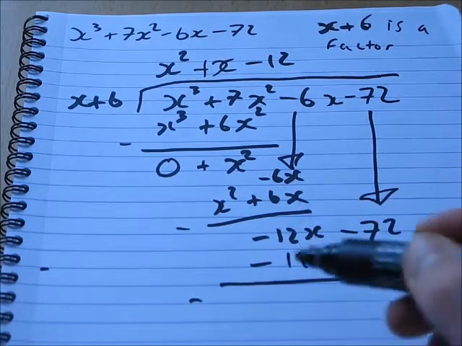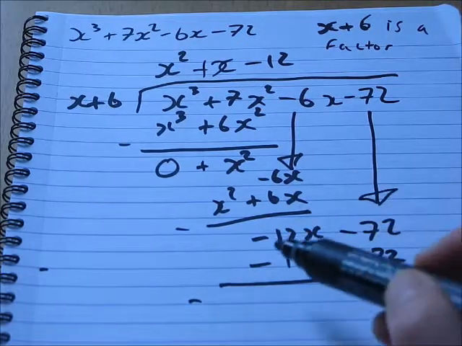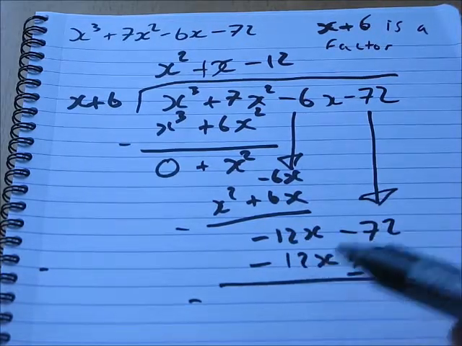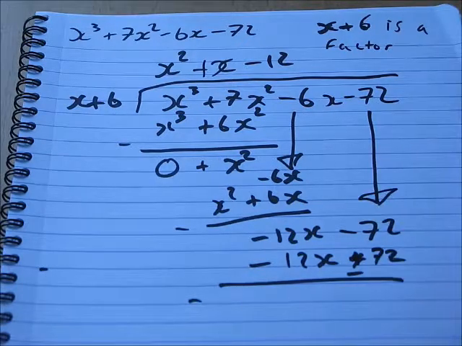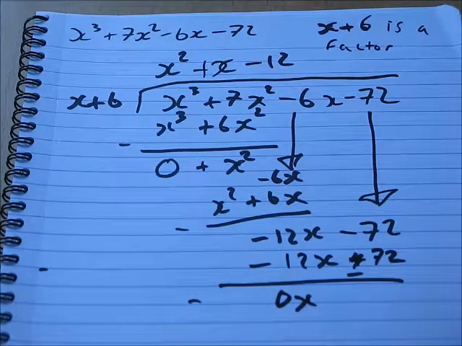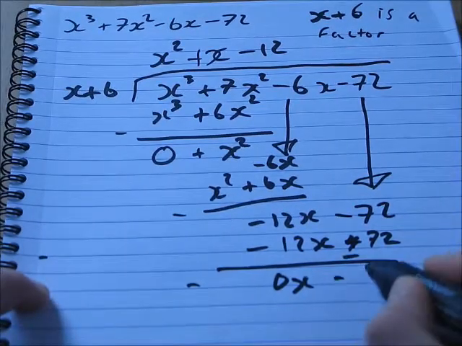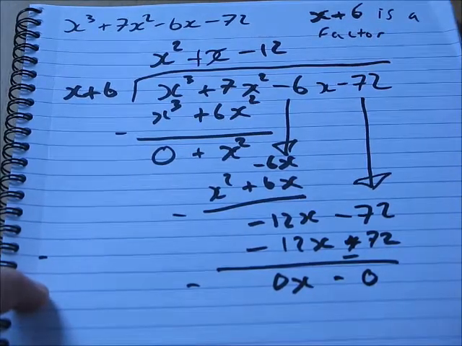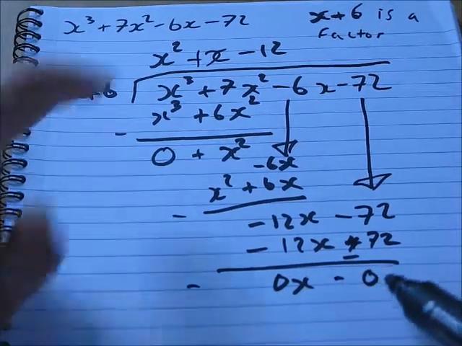Okay, and then what you're going to do is you're going to minus these, and you got minus 12x minus 12x, which is plus 12x. So minus plus, they cancel out basically to give you 0x, and then minus 72. Subtract minus 72, because there's two negatives, it's plus 72, so again that's 0. So you'll see that you're finished, there's no remainder, it's all cancelled out.